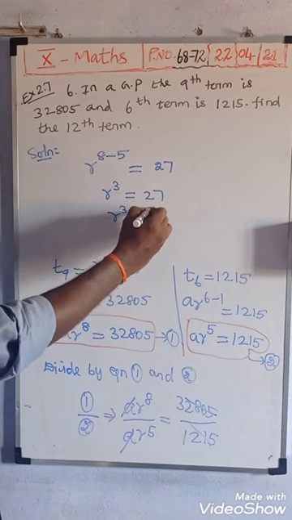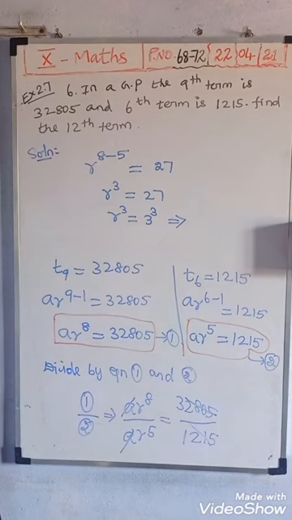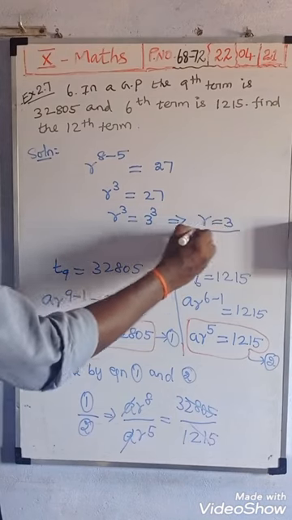We convert it into a cube, means 3 cube, because 3 3s are 9, 9 3s are 27. So 3 cube. Therefore here the power is equal, base also equal. Therefore this implies r we will receive as 3.